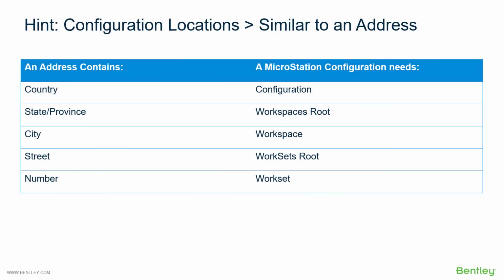So as a quick hint, it's always good to keep in mind the major framework variables, and I consider these almost like a mailing address. And then if you get one part of the mailing address wrong, things are going to fail. So you have things like country may be equal to configuration. Your state and province might be equal to workspaces root. The city might be the workspace, the street worksets root, and the house number or building number becomes your workset. Each of those need to add together to create a full configuration.